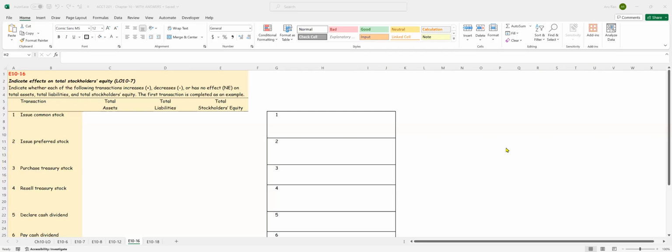Moving on to another exercise, we will look at the impact of each of these equity transactions on total stockholders' equity, assets, and liabilities. That's on your balance sheet. I'll do each of these by first recording the journal entry and demonstrating what the effect is going to be on assets, liabilities, and owner's equity. So the first one is, when you issue common stock, what happens?